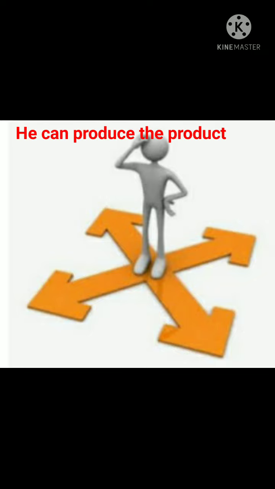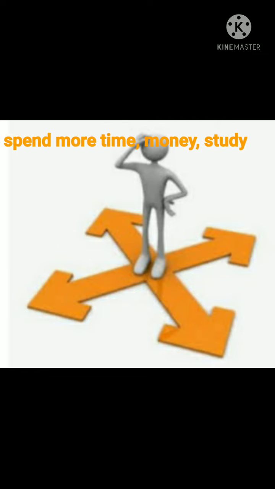First, he can produce the product. Second, not produce the product. Or third, spend more money and time on service and other studies that will further facilitate his decision.